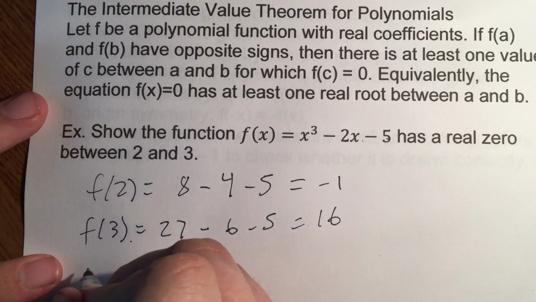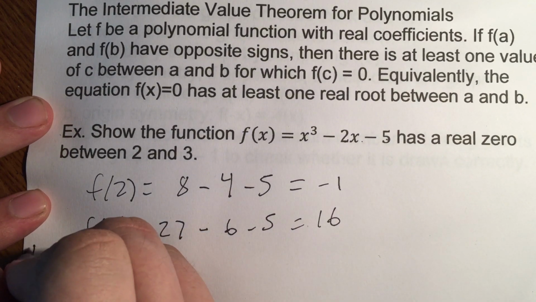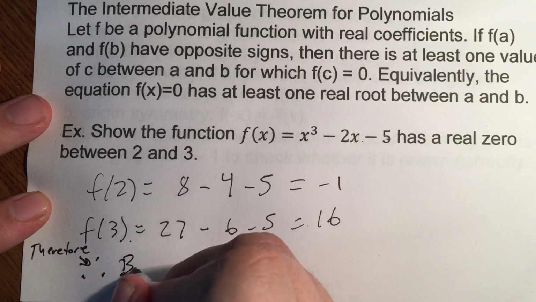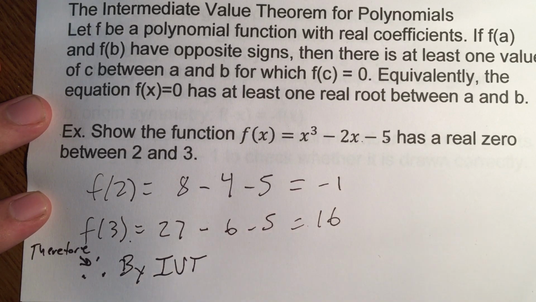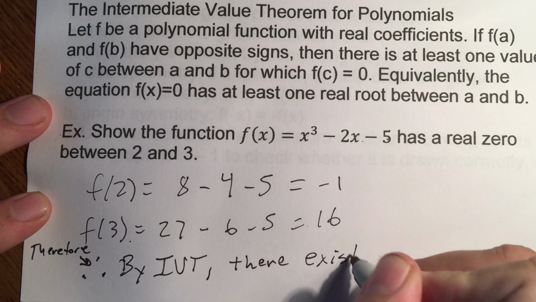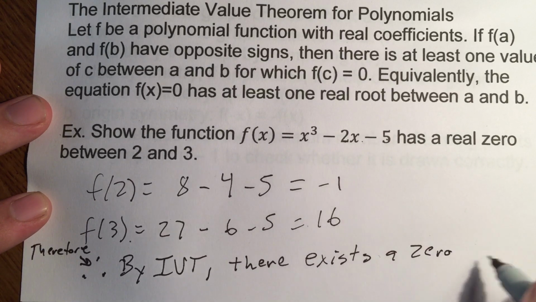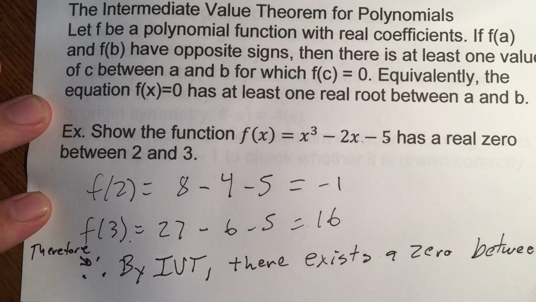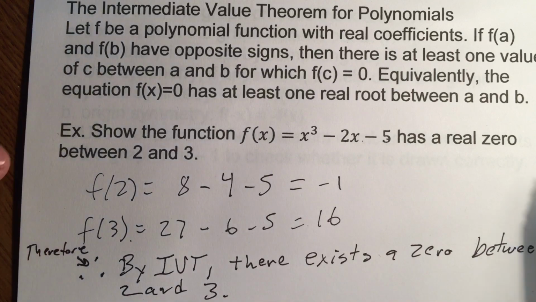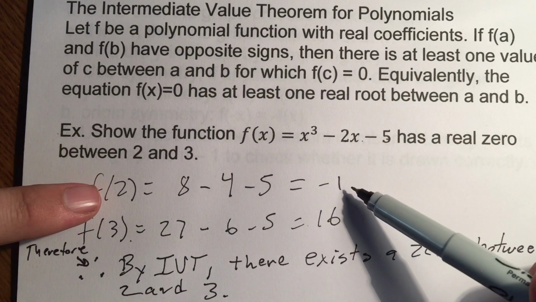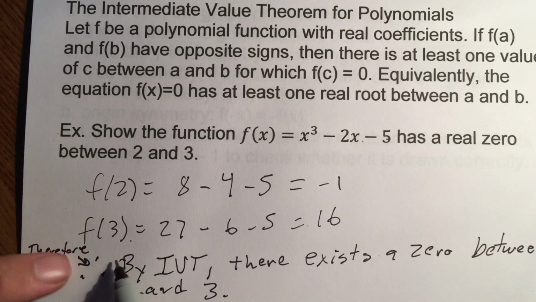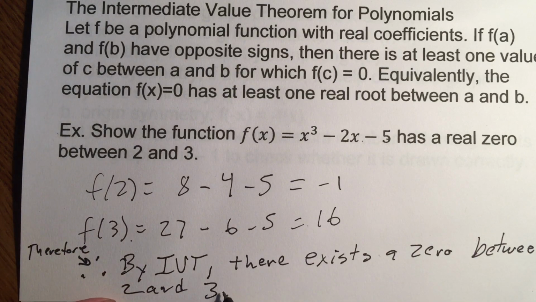So this is how we'll write this. We'll write 3 little dots, which means therefore. So therefore, by IVT, which is the intermediate value theorem, there exists a 0 between 2 and 3. So first step, put one endpoint in, show it's positive or negative. Put the other endpoint in, show that it's the opposite sign. So therefore, by IVT, there exists a zero between those two endpoints, in this case 2 and 3.